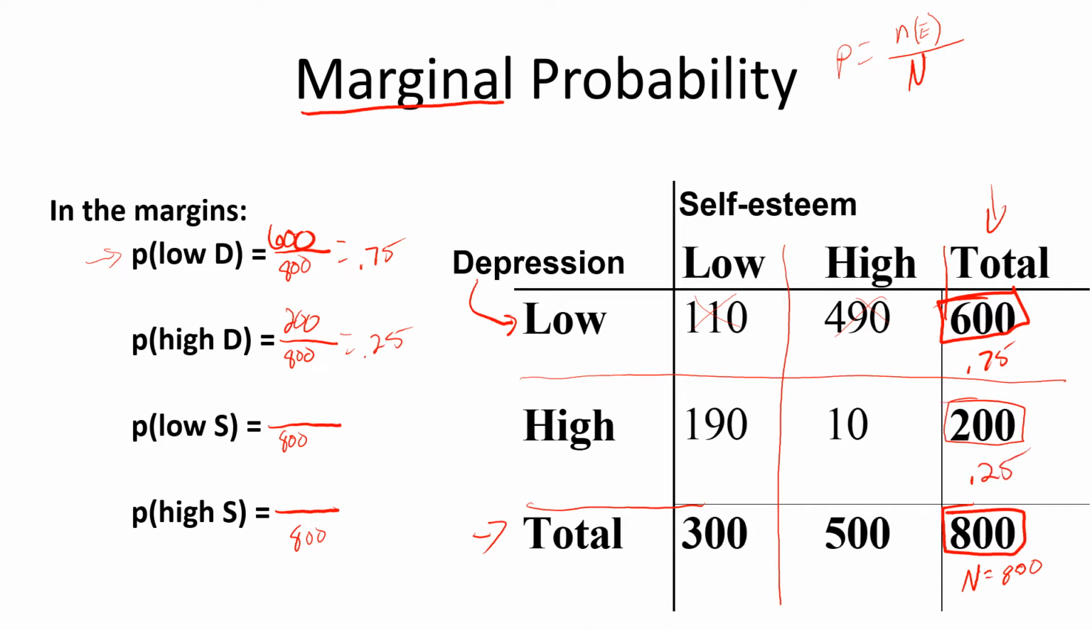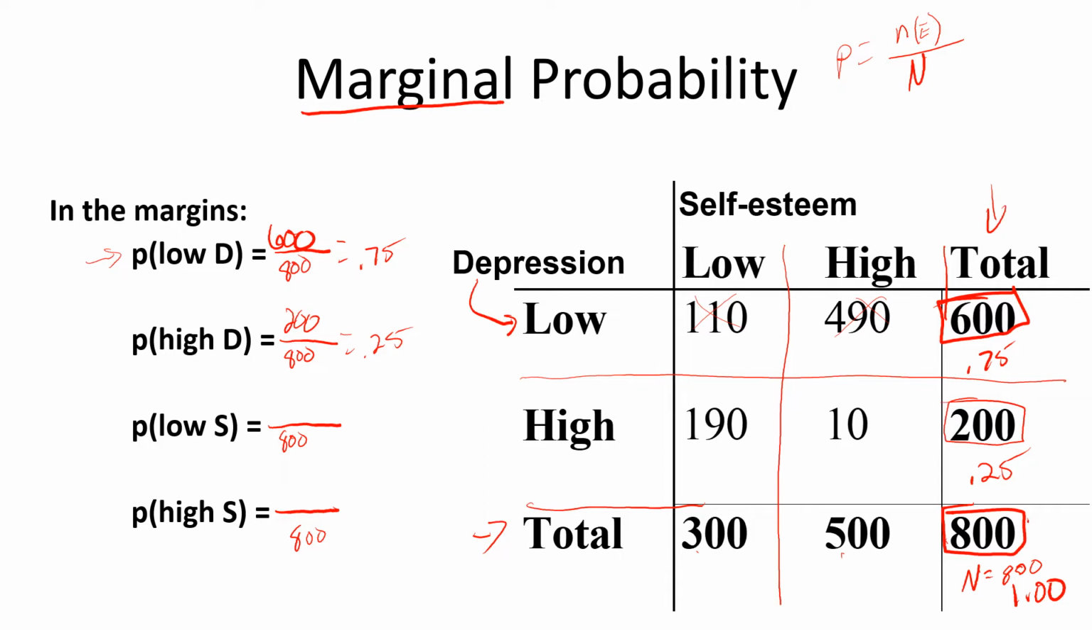I want to point something out. If you add the total for low depression to the total for high depression, 600 and 200, you get the grand total, 800. Same if you added self-esteem, 300 plus 500, that equals 800. But one thing to add in here is our probability for the total is 1.00.